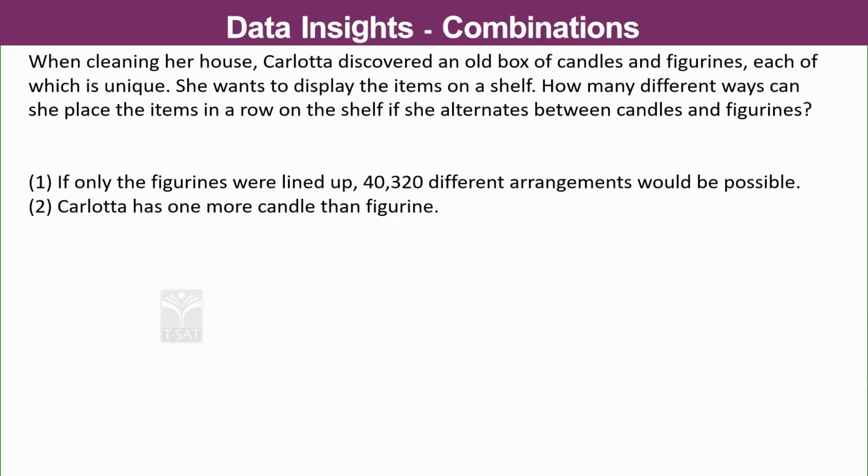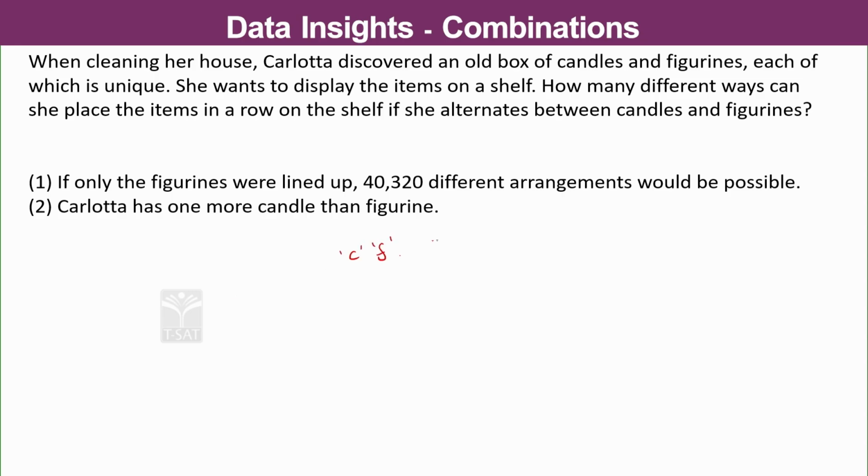When cleaning her house, Carlotta discovered an old box of candles and figurines, each of which is unique. She wants to display the items on a shelf. How many different ways can she place the items in a row on the shelf if she alternates between candles and figurines? Statement 1: if only the figurines were lined up, 40,320 different arrangements would be possible. Okay, she's alternating candles and figurines. Let's say C is the number of candles and F is the number of figurines.